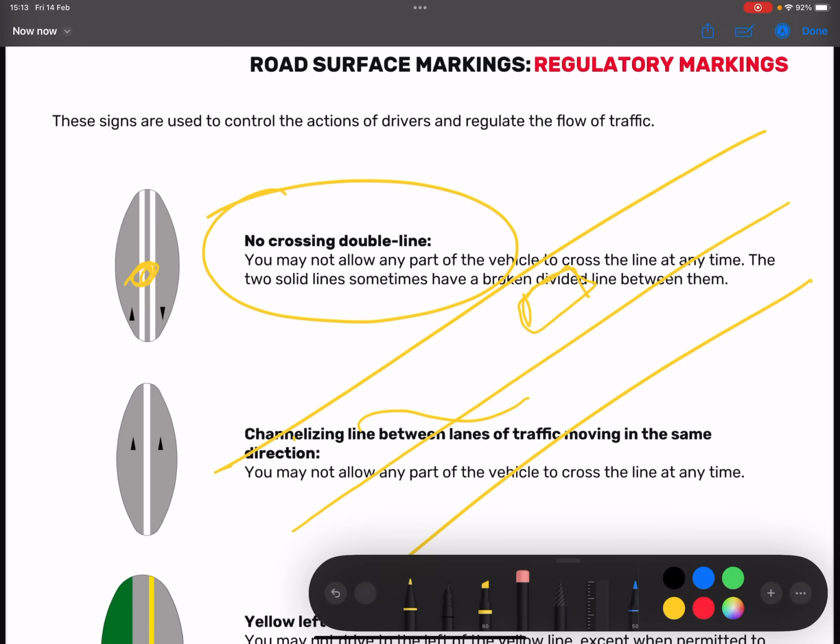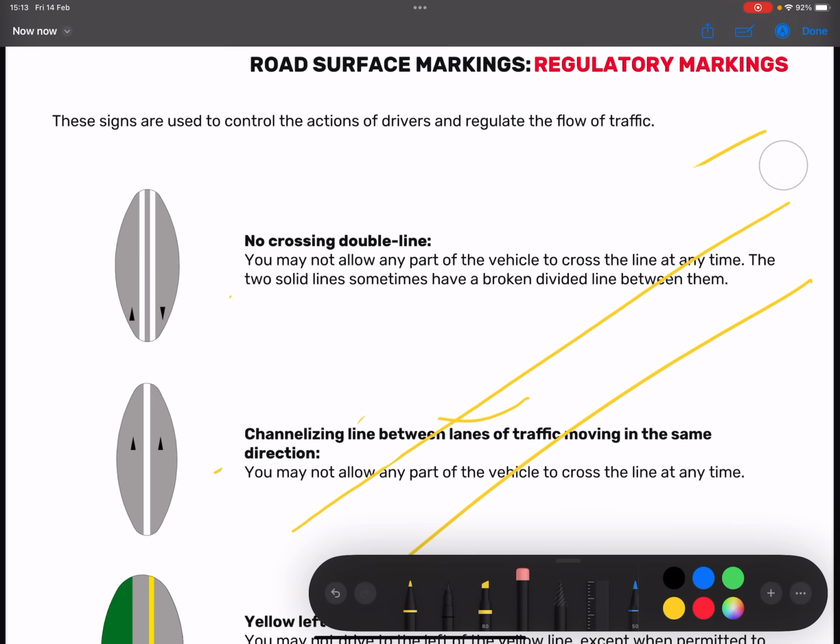But with this one, the no crossing double line, you cannot cross it at any time because it is normally drawn in a position whereby it's maybe impossible for you to see what's happening on the other side. Then they will draw this line because it is in a very hazardous place. You hear that English? It's a good one.